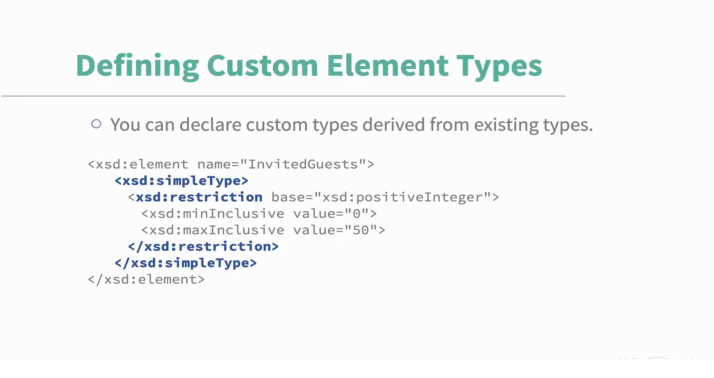element. If we didn't want to include the 0 and the 50, instead of using the min inclusive and max inclusive words, we would use min exclusive and max exclusive.